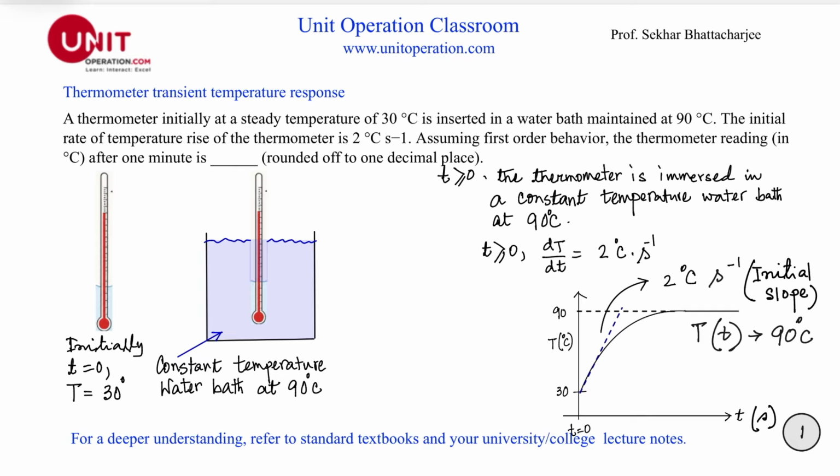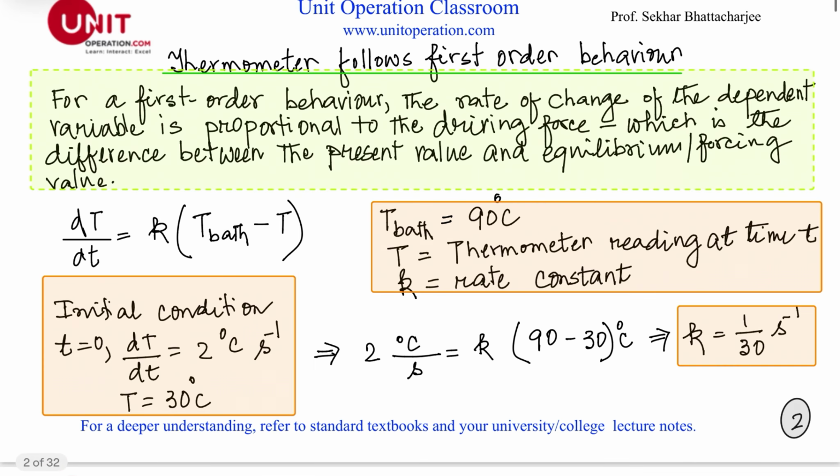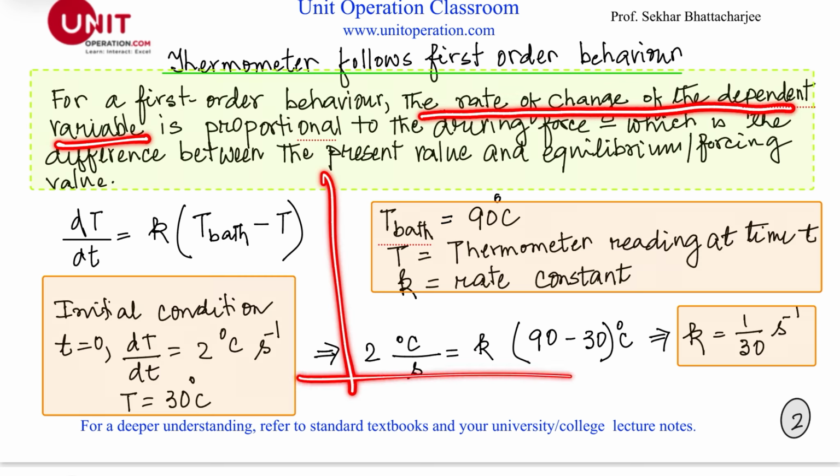So assuming first order behavior, we'll see what first order behavior means. We have to find the thermometer reading in degrees Celsius after 1 minute, that means time equal to 60 seconds. First, let's see what it means that the thermometer follows first order behavior. Normally, for a first order behavior, we say the rate of change of the dependent variable. Here, what is the dependent variable? It is the temperature reading of the thermometer.